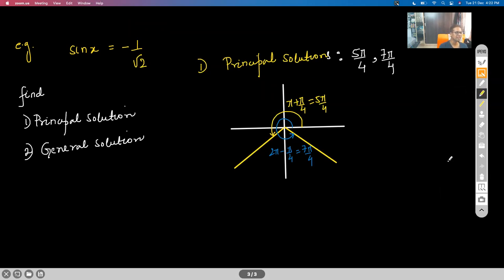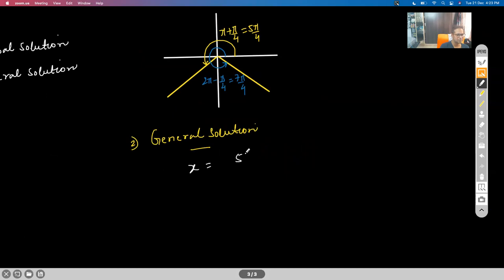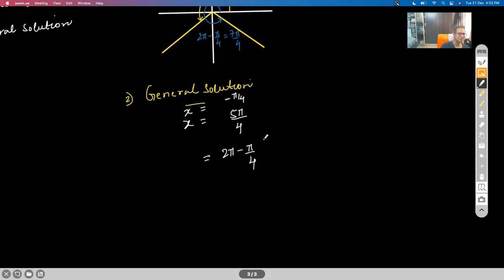For this, I will start doing the same activity as what I did in the previous slide. Let me write down the general solution as the name of the second question. The first answer that comes to your mind will be 5 pi by 4 that you have already told me. Next answer that comes to your mind is, can I also write this as minus pi by 4? Yes, next one is 2 pi minus pi by 4. Yes or no? What is the next value?